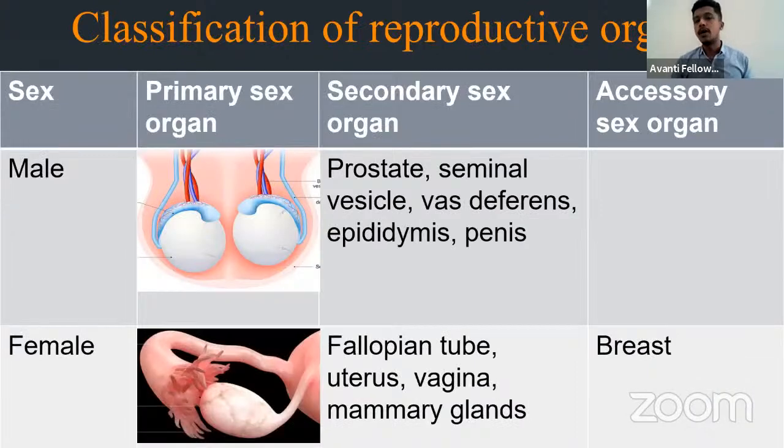Now, when it comes to reproductive organs, we can divide them into three different parts: primary sex organs, secondary sex organs, and accessory sex organs. In males, the primary sex organs are a pair of testes, and the secondary sex organs are the prostate, seminal vesicle, vas deferens, epididymis, and penis, and we have no accessory sex organs. Females have a pair of ovaries as primary sex organs, and the secondary sex organs include the fallopian tube, uterus, vagina, and mammary glands. Accessory glands can be considered the breast or mammary glands.